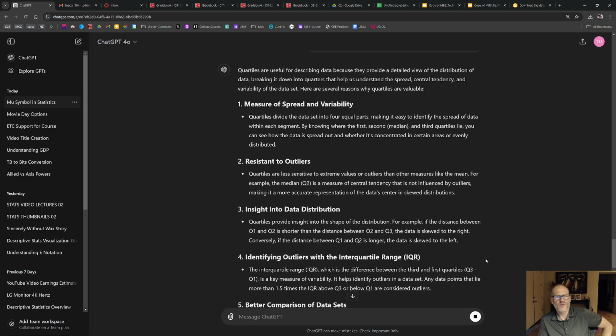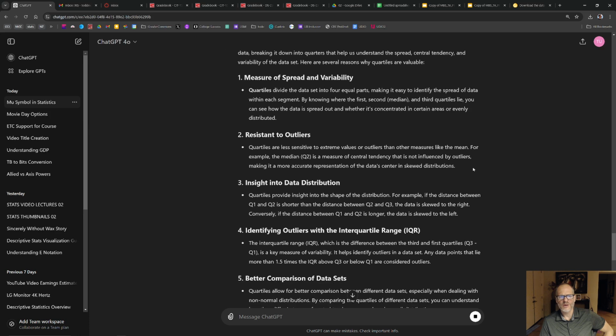So I read this. Quartiles are useful for describing data because they provide a detailed view of the distribution of data, breaking it down into quarters, which is why it's called quartiles, that help us understand the spread, the central tendency, and the variability of the data set. Here are several reasons why quartiles are valuable.